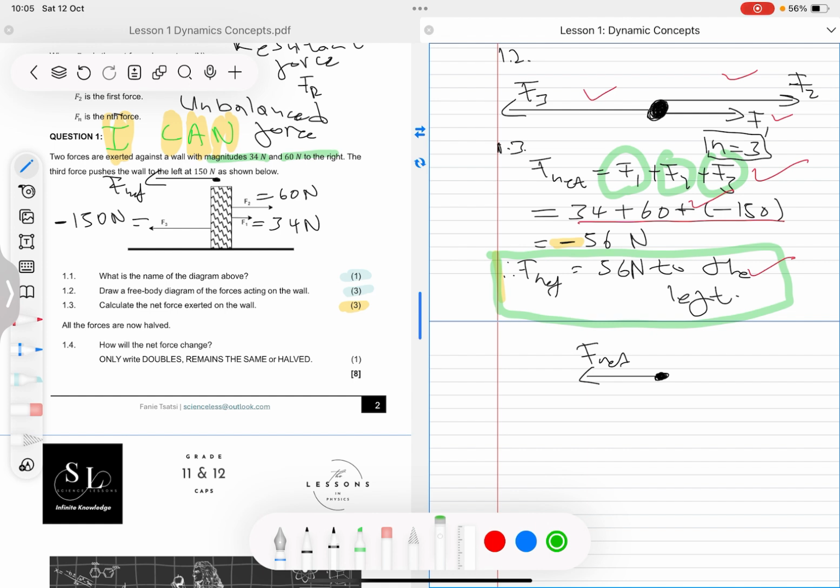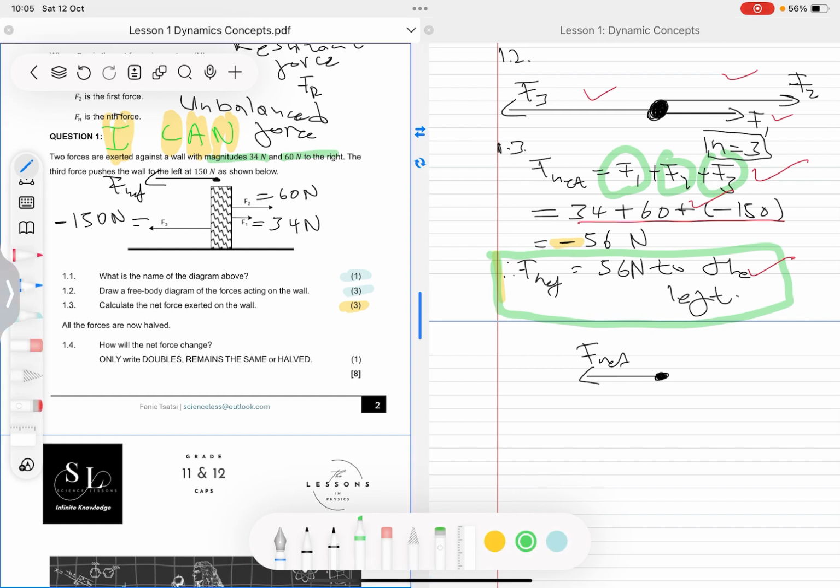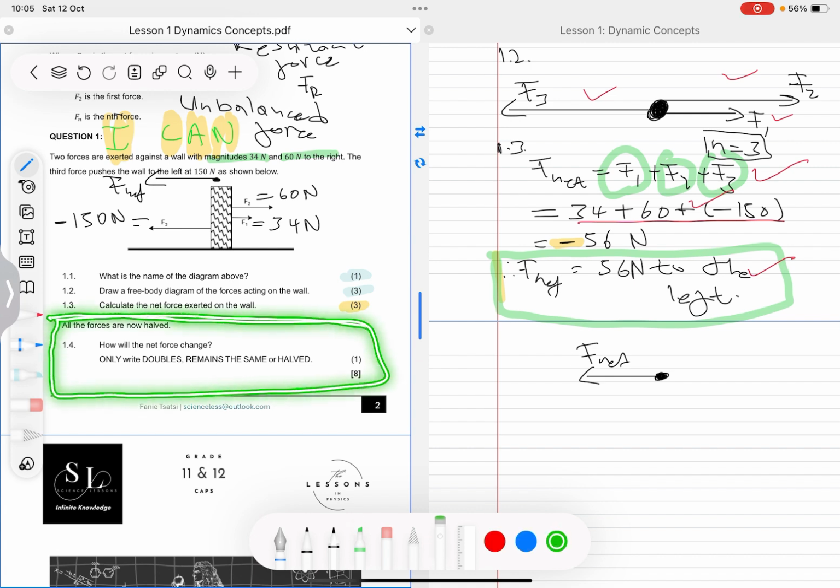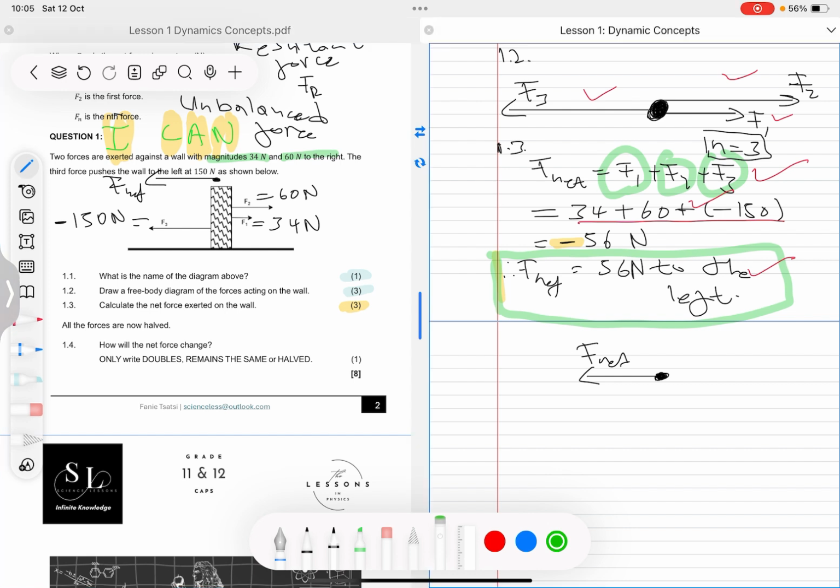this one I'll do through answering the question. As I said, examiners sometimes like to give you this part of navigation as a question, because if you look at this one, the statement goes: all the forces are now halved. Look at what they do. They're changing some of the variables, these variables here, right? And then they ask at 1.4, how will the net force change if we change these variables?